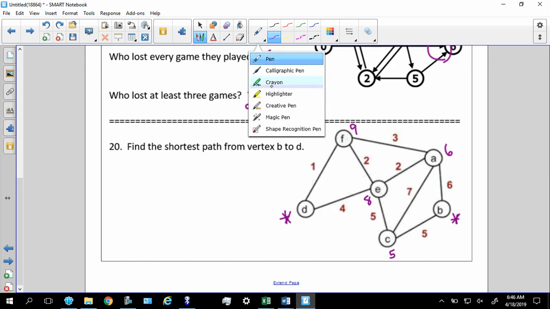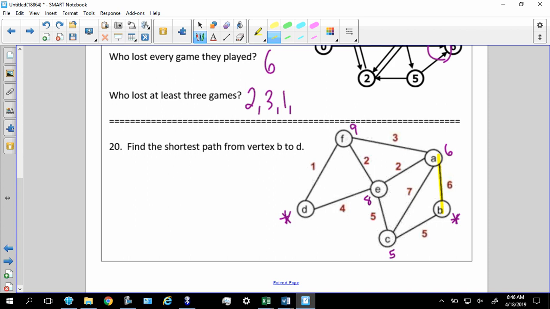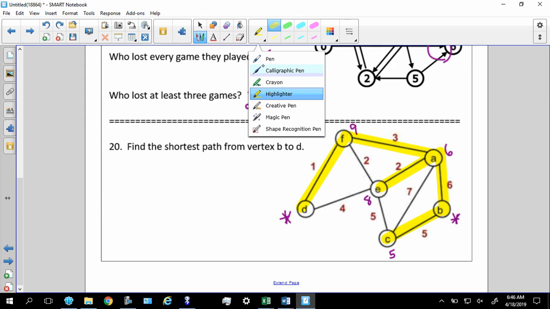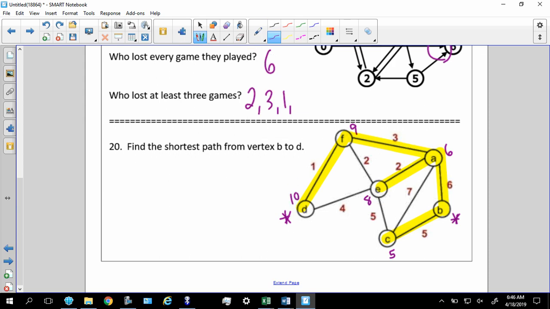Now, where am I getting these numbers? I should have highlighted right here. Try that fatter highlight. To there, to there, to there. This is to there. And now I need to get to D. Let's see. Looks to be that will be the fastest route. So that will be 10. So it was, I'll get it right, B, A, F, and D. There we go. And I went 10 miles.